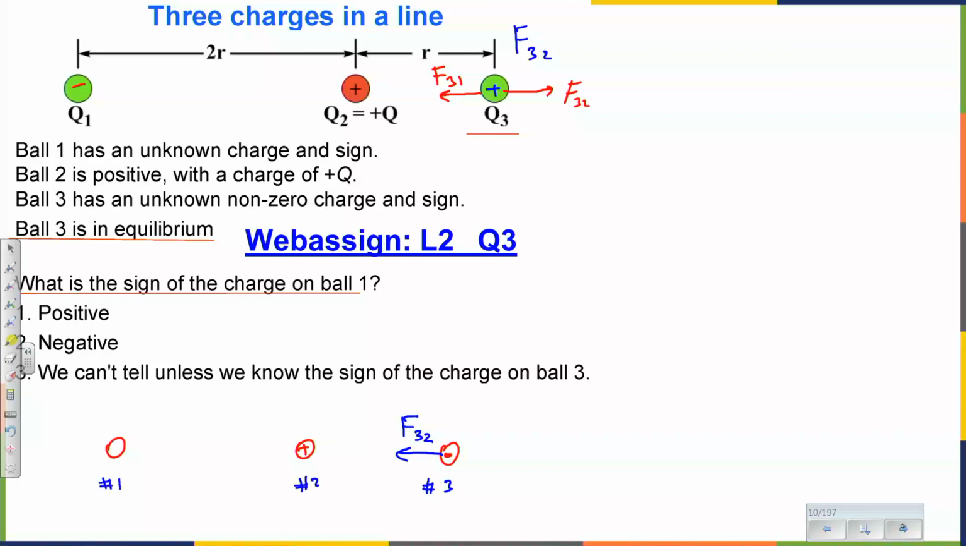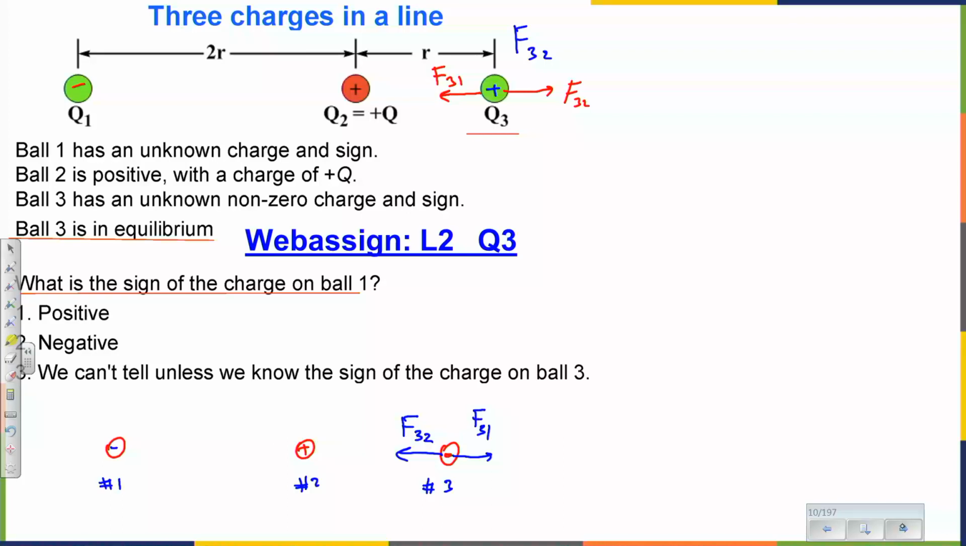But now, in order to cancel this force, the force acting on third from first should point to the right, which means this charge now is supposed to be repelled, and to repel a negative charge, we need another negative charge. So it turns out it doesn't matter. Still, the charge number 1 is supposed to be a negative.